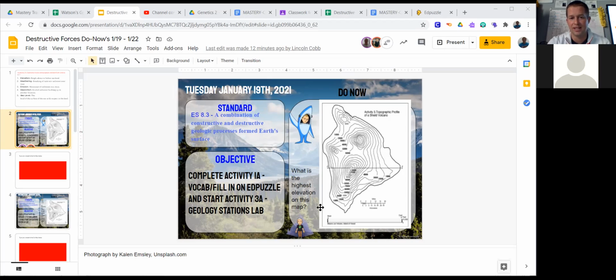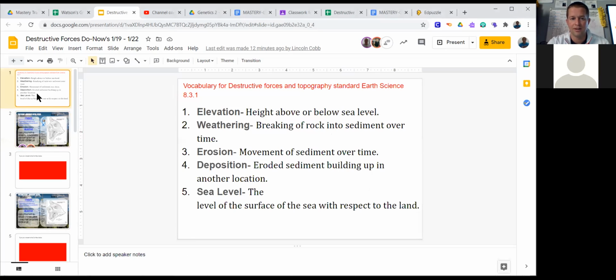This Friday, you'll be taking the level 1 assessment for destructive forces. Right here are the vocab words that you need to know, so make sure you go over those and study them.